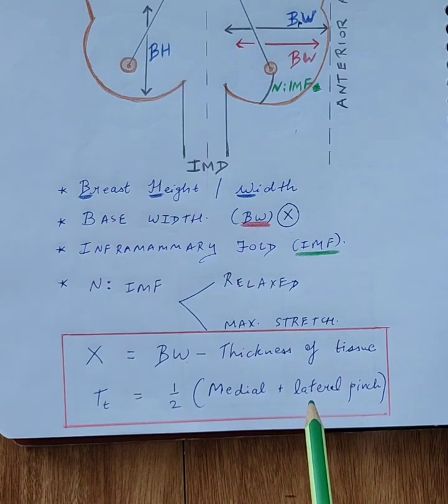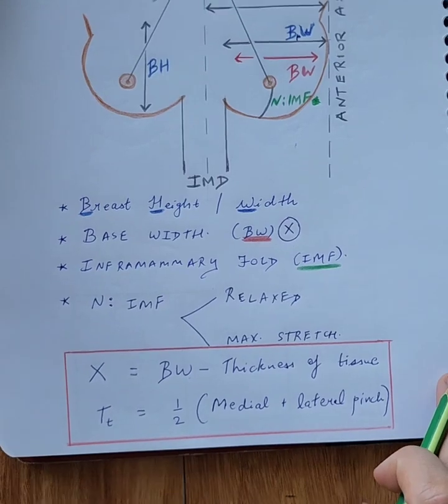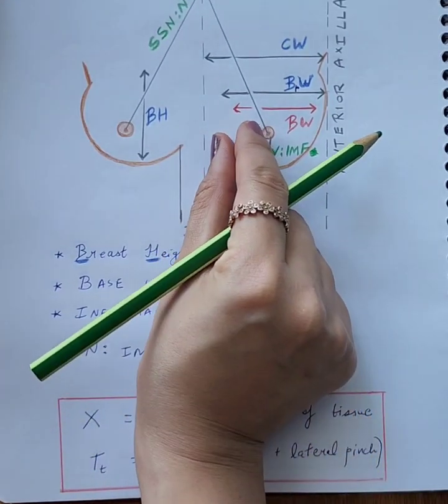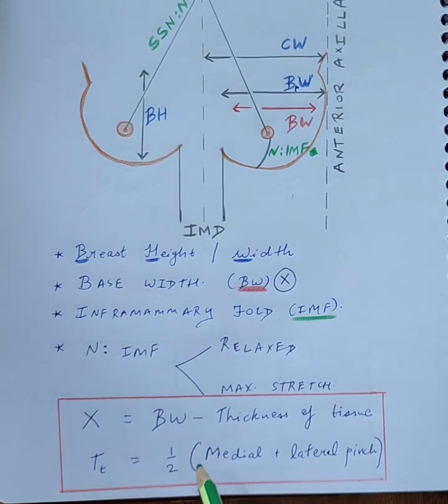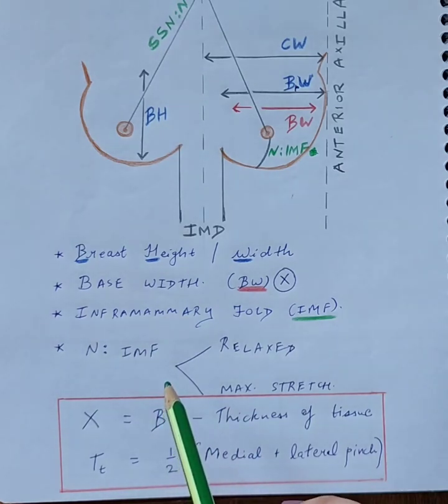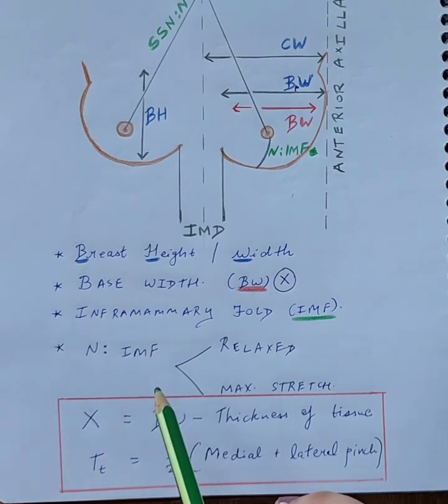So usually we use calipers which help to precisely determine the thickness of this tissue. So we add the thickness of the tissue on either side of the breast, which is on the medial pinch and the lateral pinch, and then we divide it by half. So that will give us the thickness of the tissue. So once we minus this from the breast width, we will get the width which will help fit in the implant.